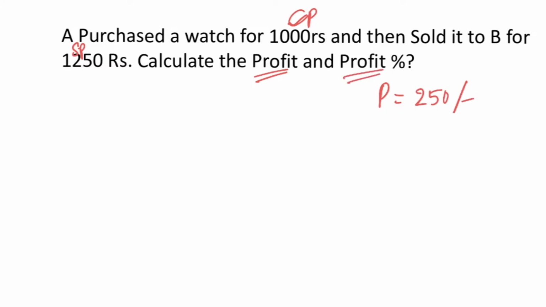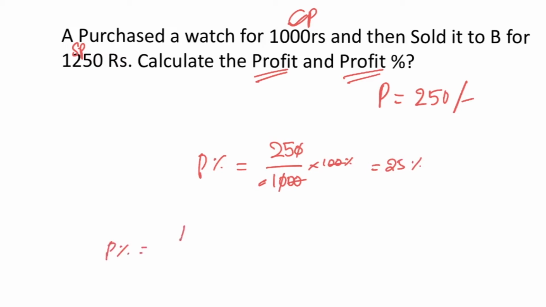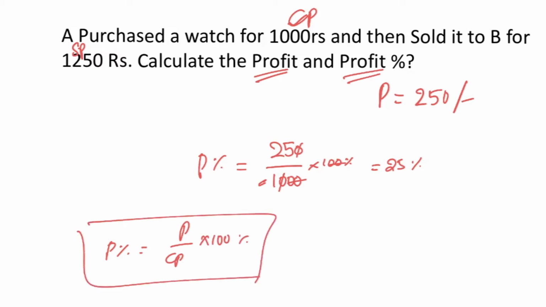Profit percent is required. How much is the profit percent? Profit percent is profit 250 divided by cost price 1000 rupees into 100%. Two zeros cancel. The answer is 25%. See, the profit percent formula is profit by cost price into 100%. In this transaction, profit is 250 rupees, cost price is 1000. The answer is 25%.